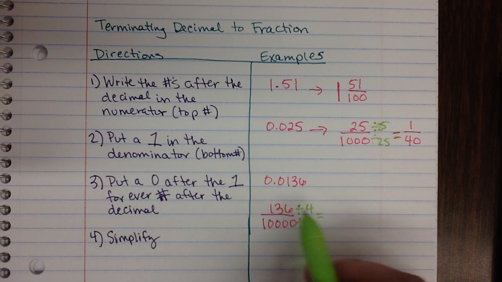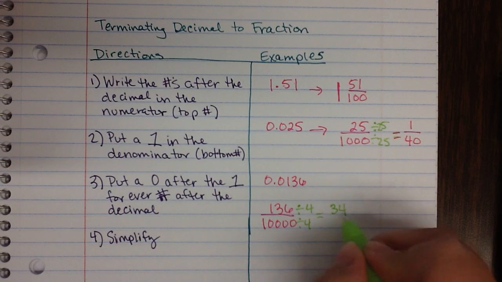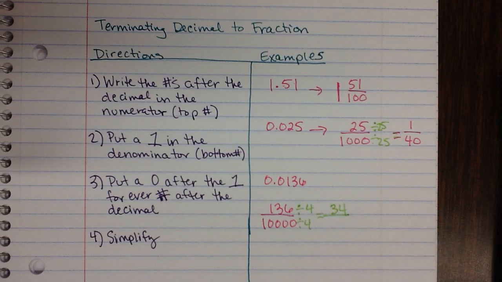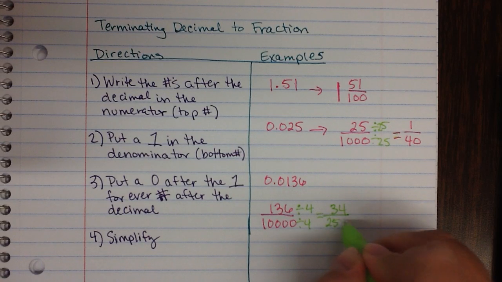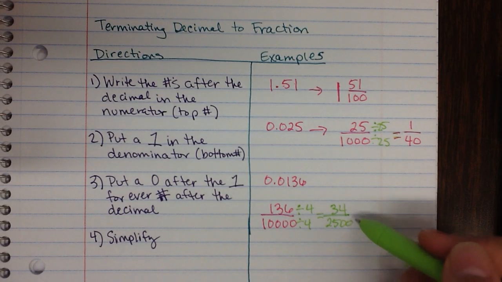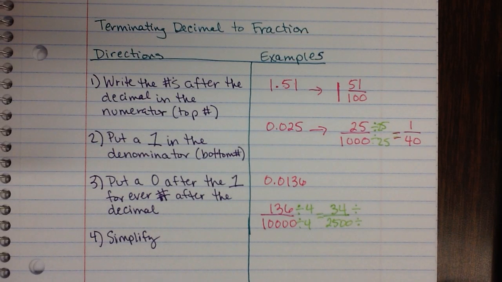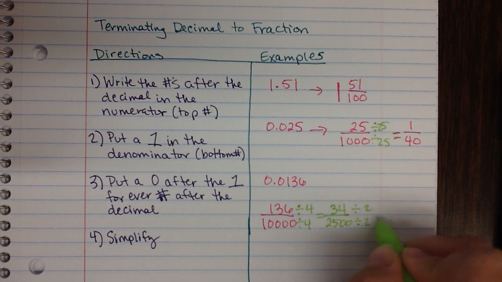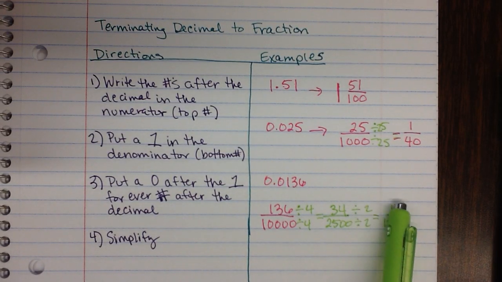4 goes into 13 3 times, and then 16 4 times over. You can see it. And then 4 goes into 100, 25, and then 2 zeros. So they're still even, so I can divide again by 2. So 34 divided by 2 is 17. 2500 is 1250. And then that would be its simplest form. 17 is a prime number, so it wouldn't simplify anymore.